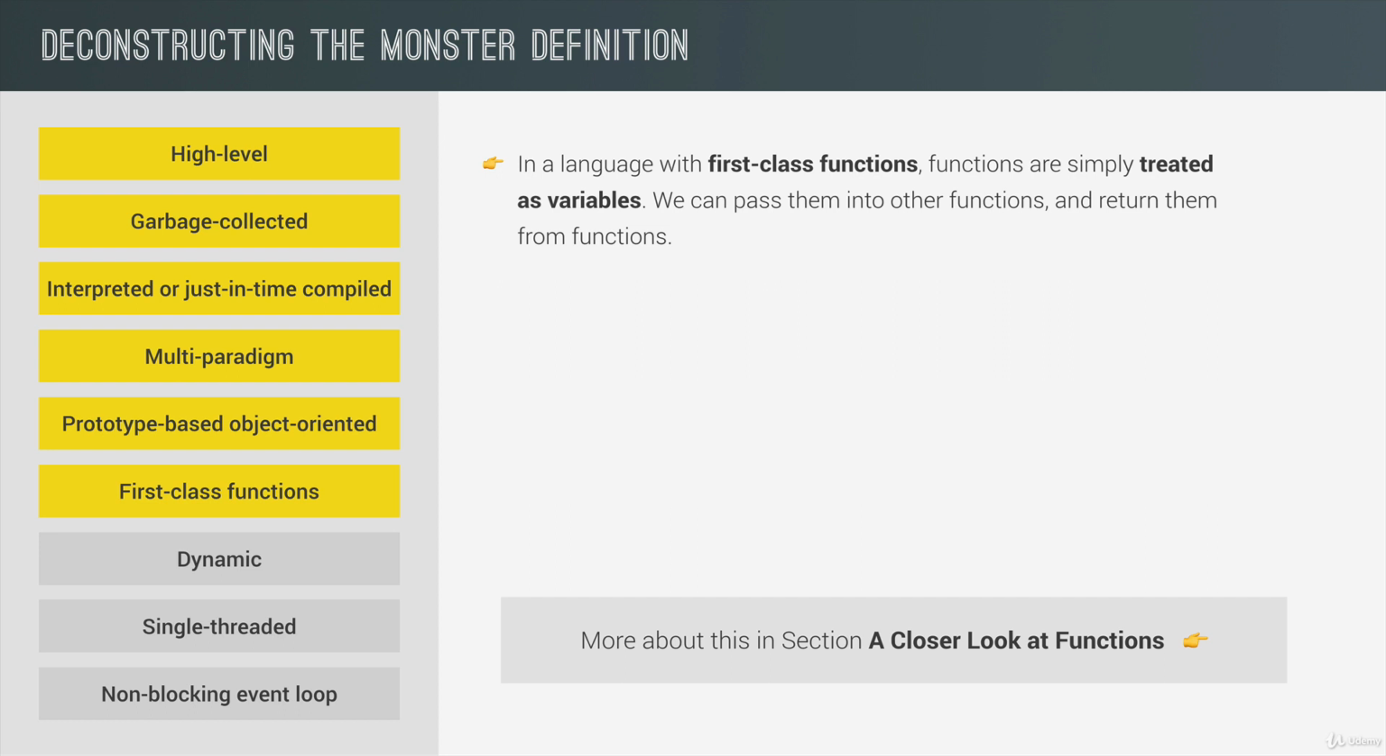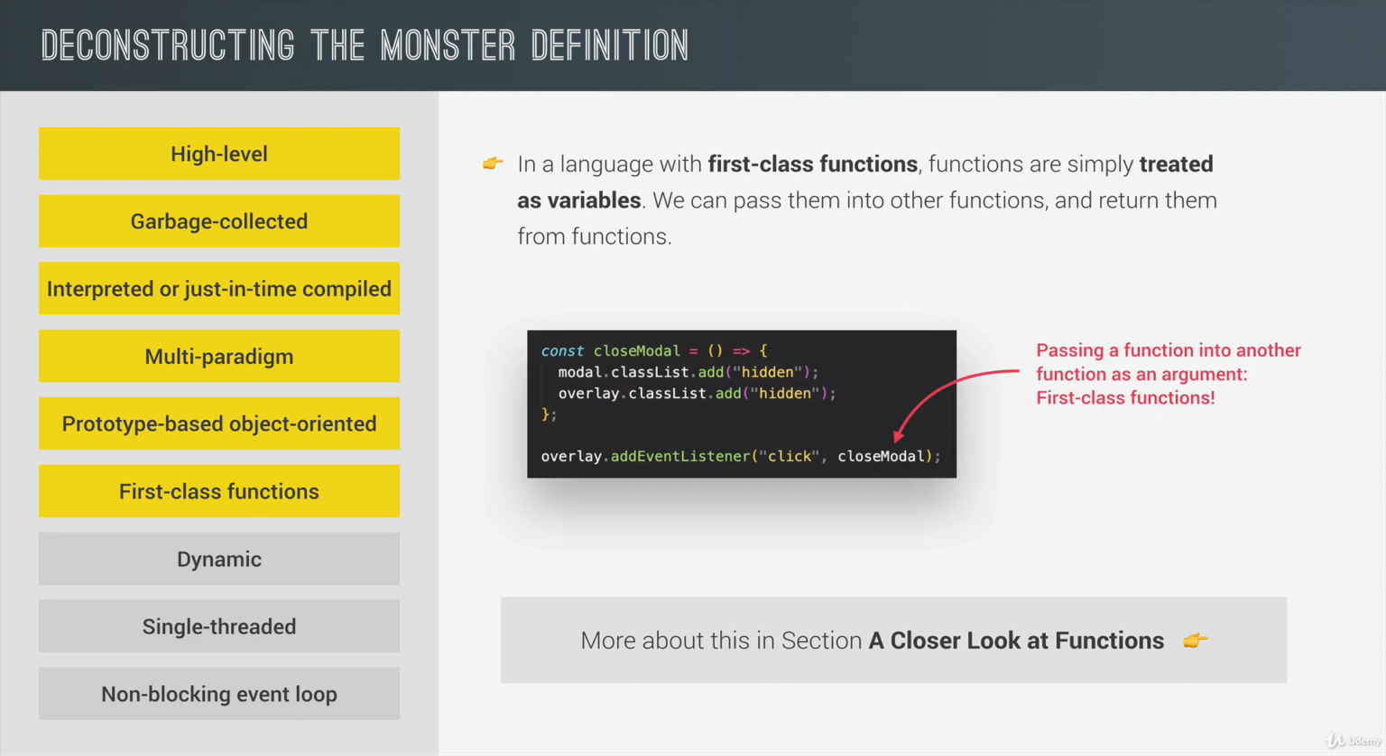And in fact, we have already used the power of first-class functions without knowing that they are called first-class functions. So remember this piece of code that we wrote for closing the modal window that we built before. So right here, we passed the close modal function into the add event listener function as if it was just a regular variable, right? And actually, not all languages have first-class functions, but JavaScript has, and it is amazing. Believe me, it's really, really helpful.